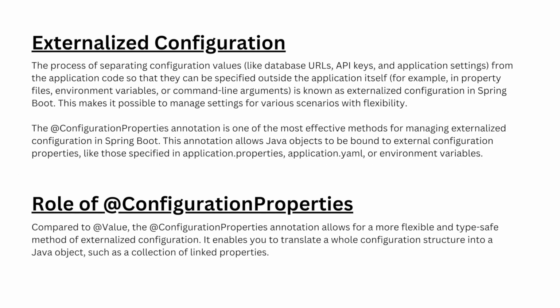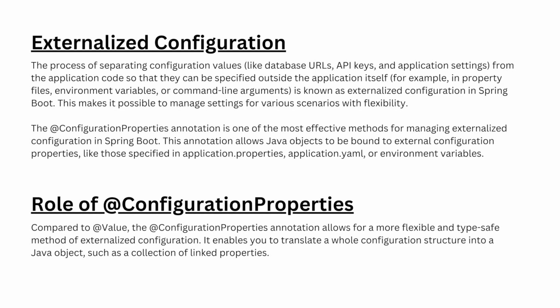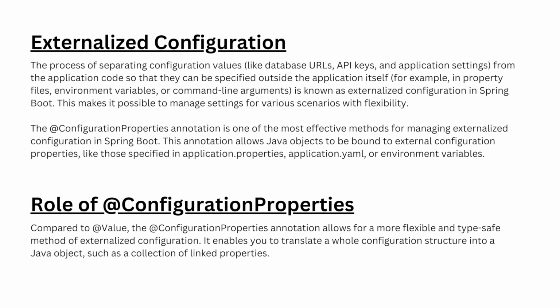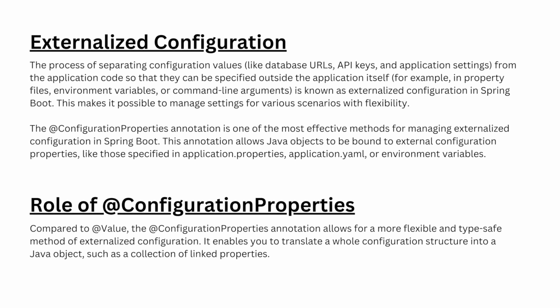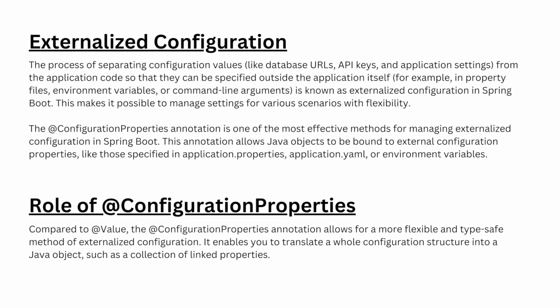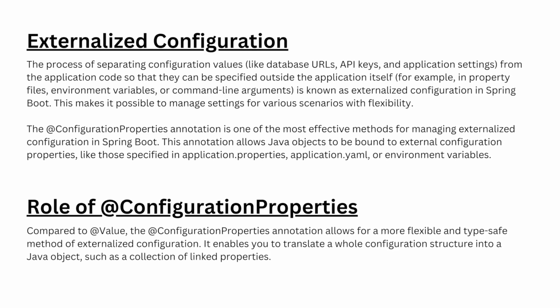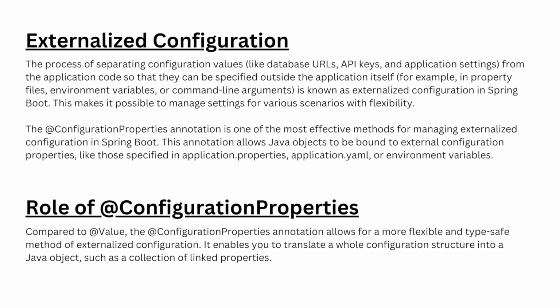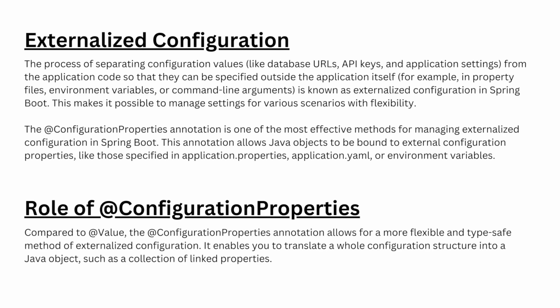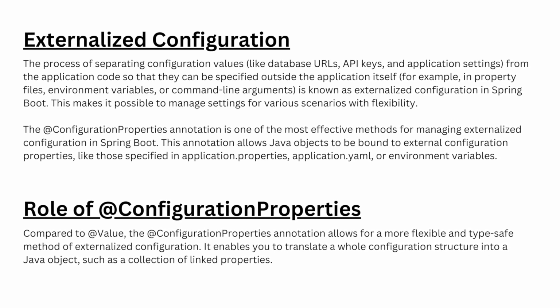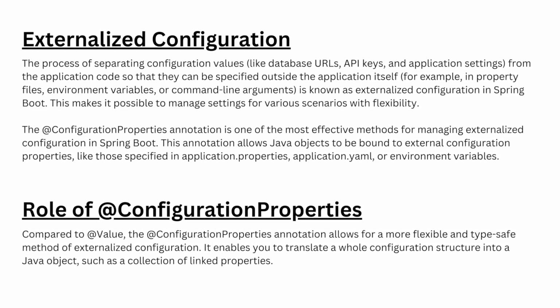Alright, now the last question: explain how Spring Boot manages externalized configuration using configuration properties. In Spring Boot, externalized configuration refers to the practice of separating configuration values such as database URLs, API keys, and application settings from the application code. This allows them to be specified outside the application itself, that is, in your property files. This allows flexibility in managing settings for different environments, like you can use Spring profiles here.